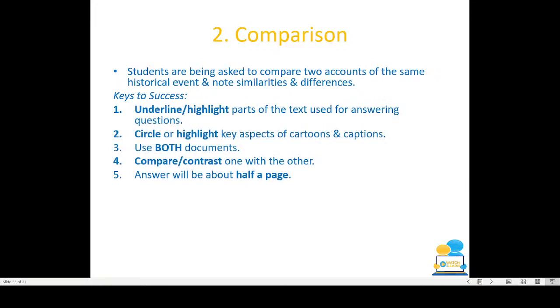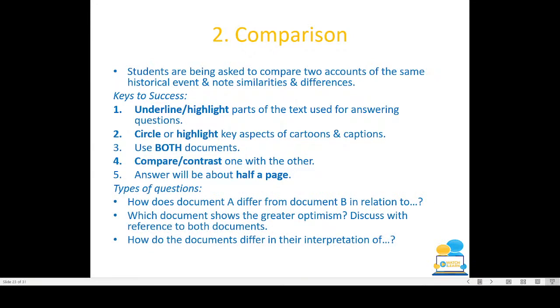So keys to success here. Underline, highlight parts of the text that's used for answering questions. Circle or highlight key aspects of cartoons and captions. If we get a cartoon as one of our sources, we need to use both documents. So you'll see that in action when we look at the Apprentice Boys of Derry case study. When I actually answer one of these for you, you'll see that we have to use both documents to achieve full marks. You compare and contrast one with the other. Answer will be about, let's say, half a page here. So giving us good context of how much we need to write as well.